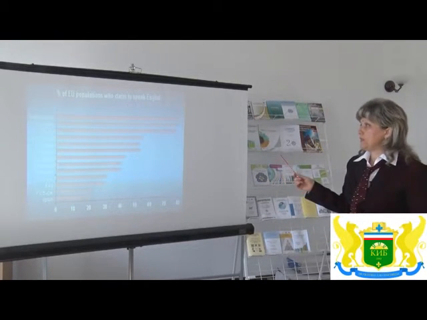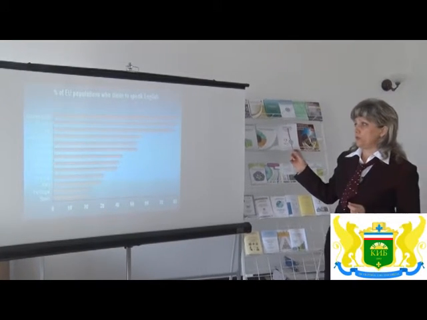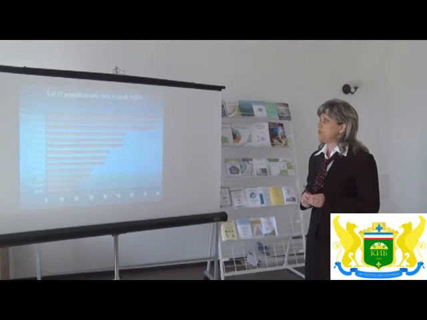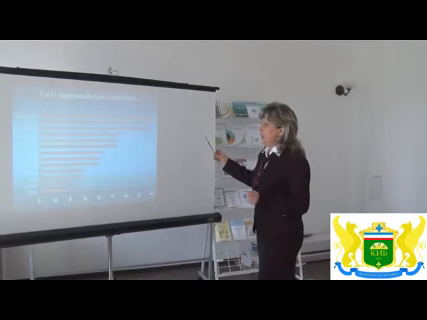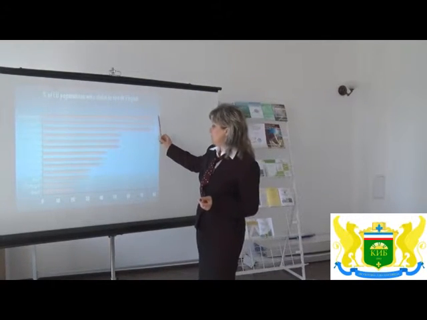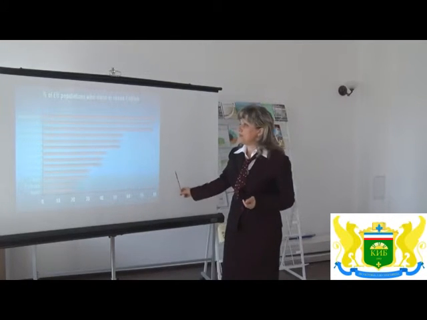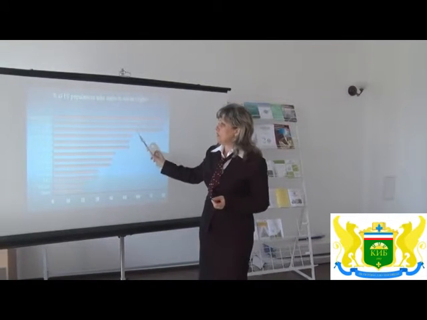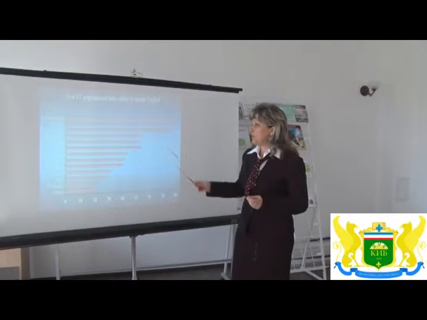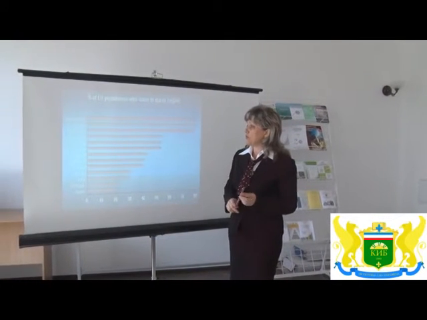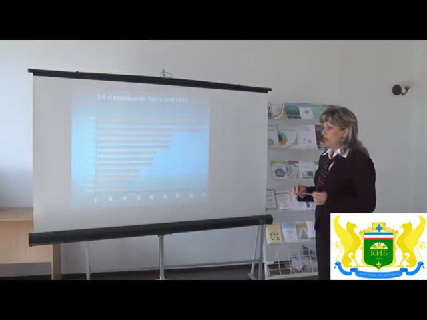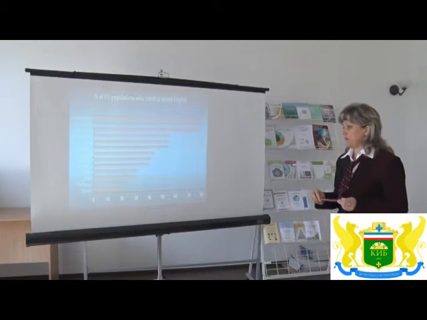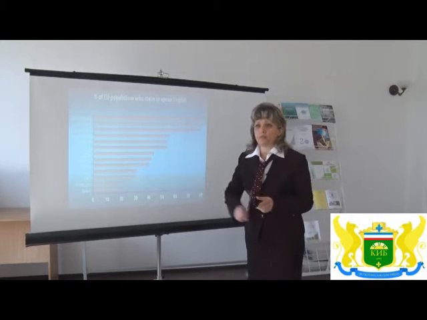In this graph, you can see the percentage of European Union populations who claim to speak English. On the top there is the Netherlands. It takes about 80%. Then comes Sweden, Denmark, Luxembourg, Finland, Austria, Belgium, Germany, Greece, France, Italy, Portugal, and finally Spain, the least percentage, 20%.